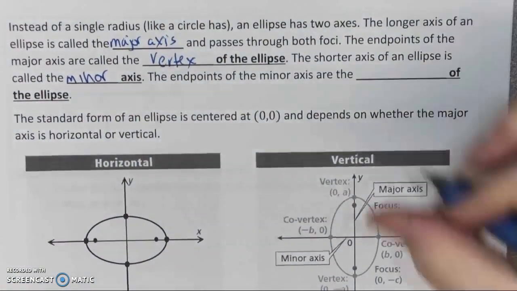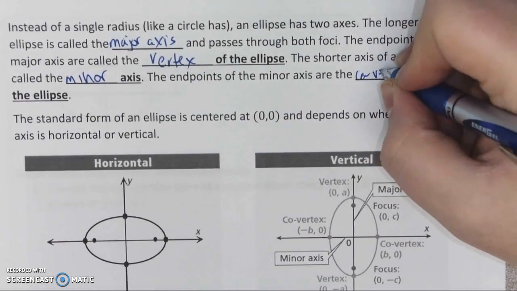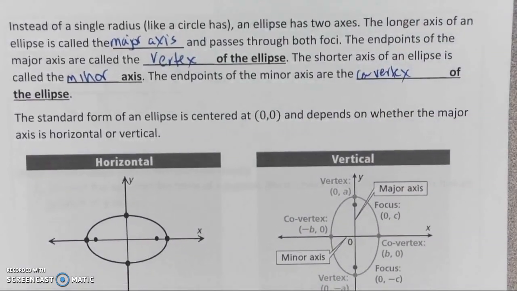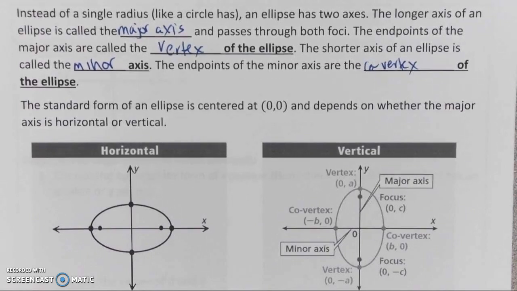And the endpoints of the minor axis are called the co-vertices of the ellipse. So the standard form of an ellipse centered at (0, 0) depends on whether the major axis is horizontal or vertical. So is it longer on your x or is it longer on your y? It's similar to a circle, except now you have it longer in one direction, either along the y-axis or along the x-axis.